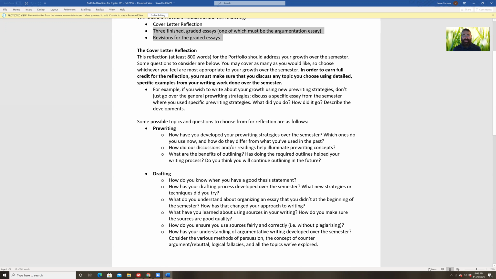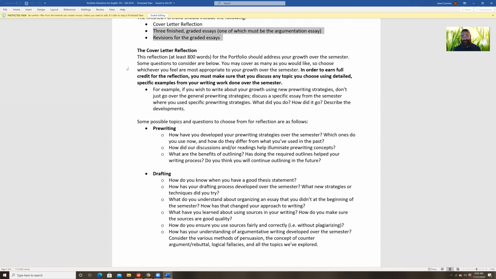For the portfolio, it should address your growth over the semester. Some questions to consider are below. You may cover as many as you would like to, so choose whichever you feel are most appropriate for your growth over the semester. Anytime anything's in bold, you really want to stress that part. It says, in order to earn full credit for the reflection, you must make sure that you discuss any topic you choose using detailed, specific examples from your work done over the semester.